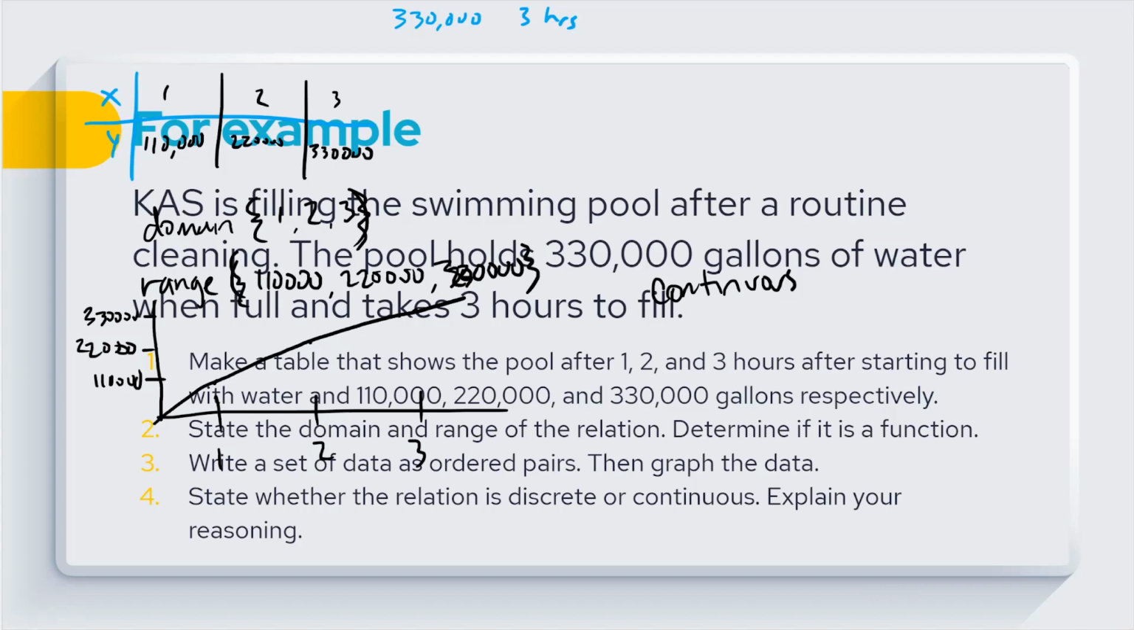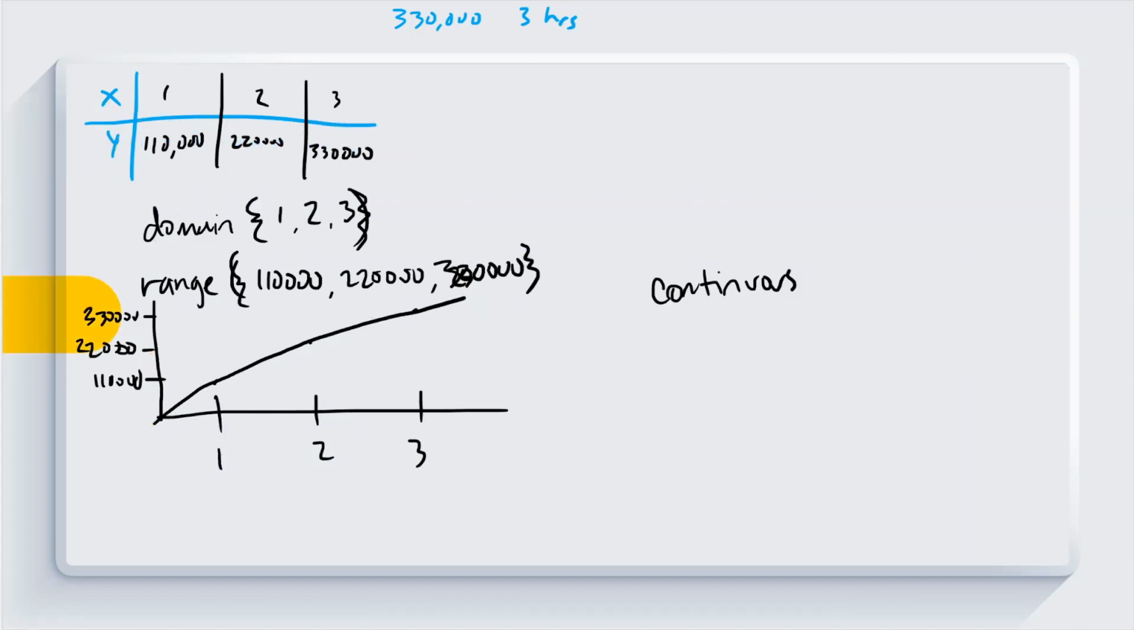Did we get everything? Yeah, we graphed. We didn't write the set of ordered pairs. Oh no. Oh no. 220,000, 330,000. Who skipped this, huh? Thank goodness for skipping, huh? That's the nice thing about YouTube. You don't have to listen and watch me do every little thing.